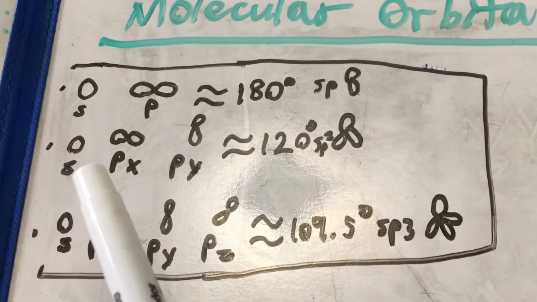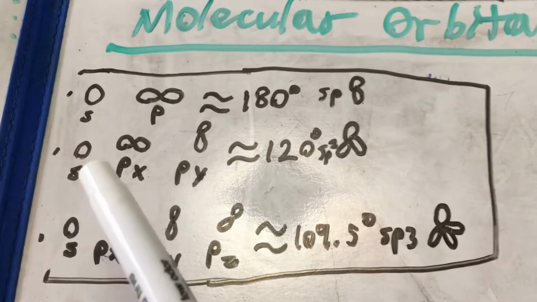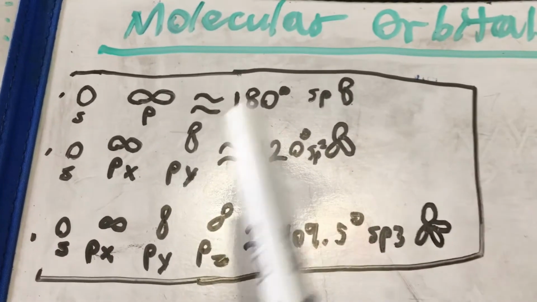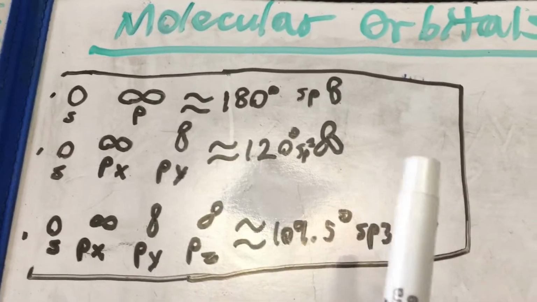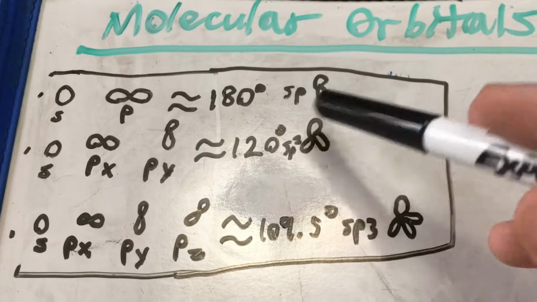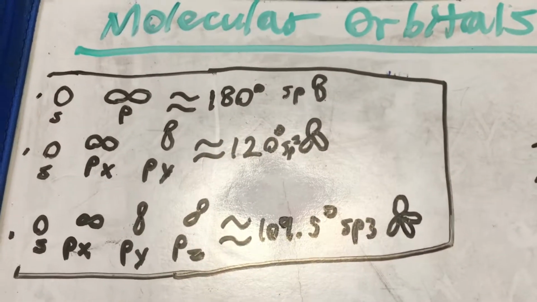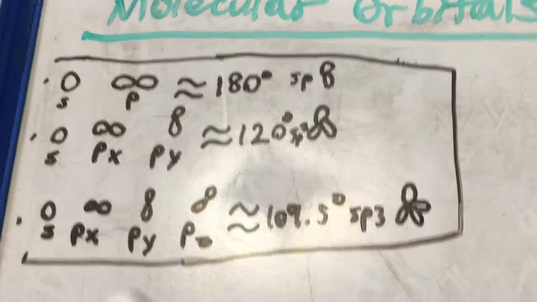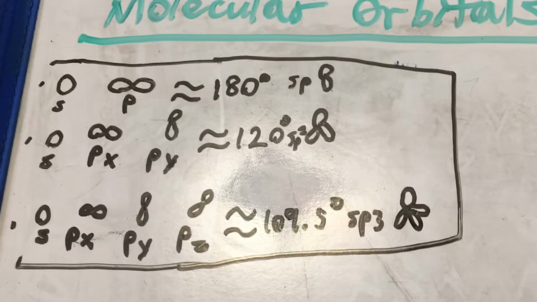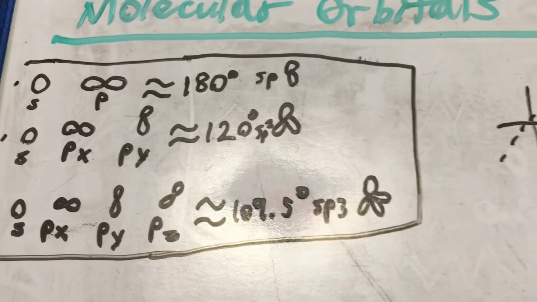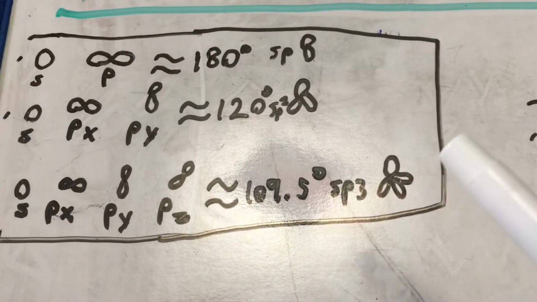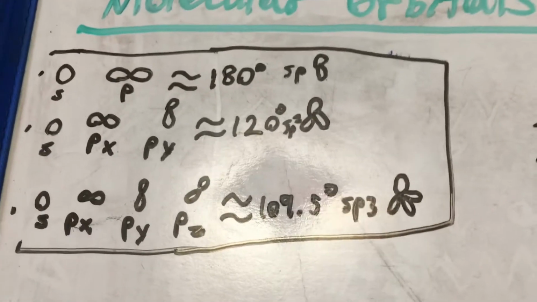sp2 is typically with two P's: S, Px, Py, those are our two P's, and then they come out at 120 degrees, and we give this a triangular type shape. And sp3 has the three P's: Px, Py, Pz, and it comes out at 109.5 degrees, and that's sp3. sp2 are like our double bonds, and sp3 are our single bonds.